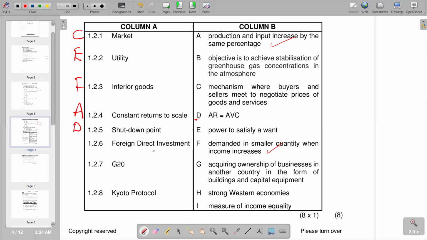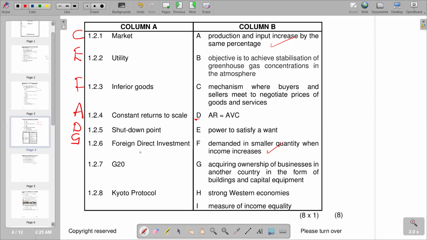So foreign direct investment, we know that it's a process whereby foreigners come and open their businesses in our local country, and we say there is foreign direct investment. So they come and purchase assets in our country in the form of businesses. Then we call it a foreign direct investment. So according to the explanations that we have there, if you go to G, which says acquiring ownership of businesses in another country in the form of buildings and capital equipment, which explains foreign direct investment. Then next we have the G20.